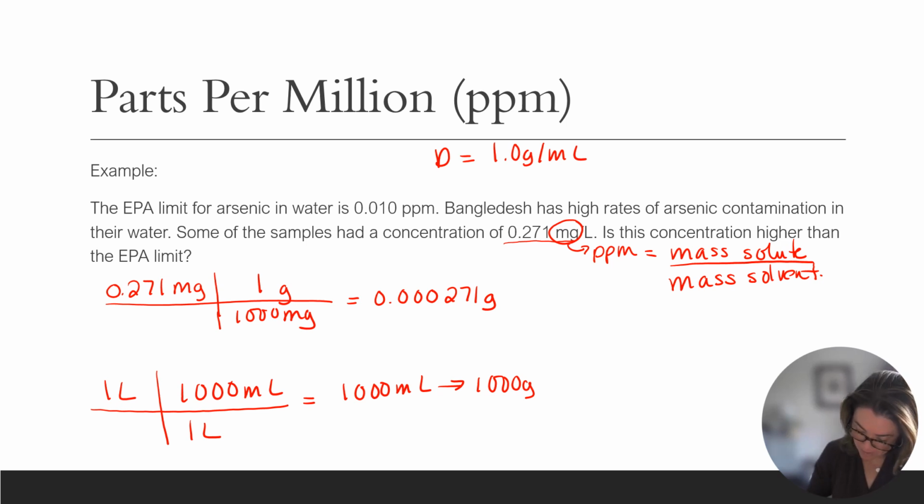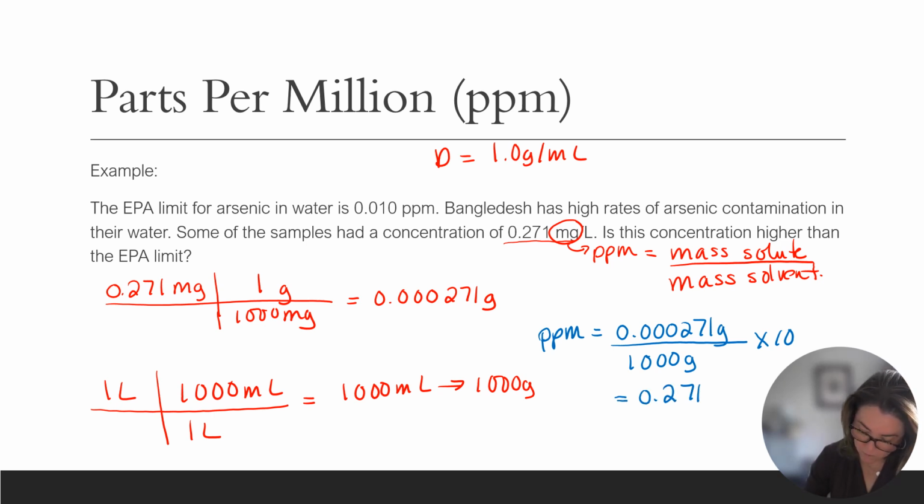So now to find my ppm, it is going to be the mass of my solute over the mass of my solvent, and I'm going to multiply this by 10 to the 6, and this is going to give me 0.271 ppm. And so comparing this to the EPA standard, yes, this is significantly higher than the EPA standard, and this is a huge problem. Arsenic is toxic, it is poisonous, and so it's not something that we want people drinking.